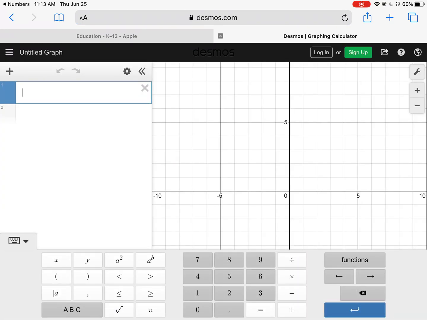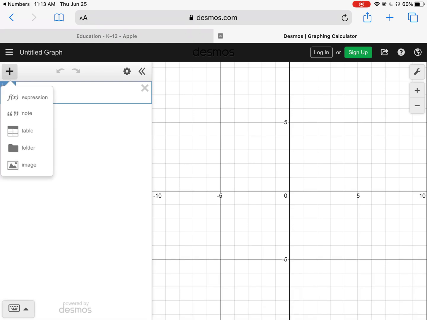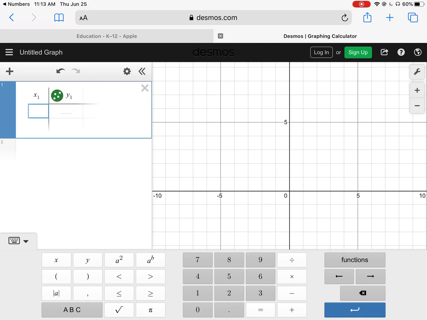And the first thing you're going to do is insert a table in. So we're going to hit the plus sign in the top left, insert our table, and now we can type in our values from our data set. So the first point, 4 students took 1.96 seconds to do the wave. Our second point, 8 students took 4.58 seconds to do the wave.